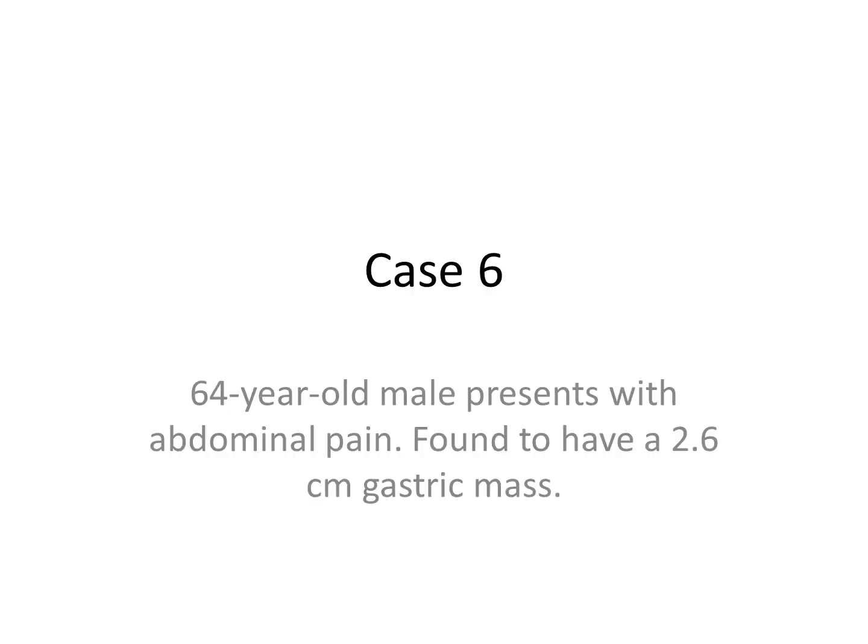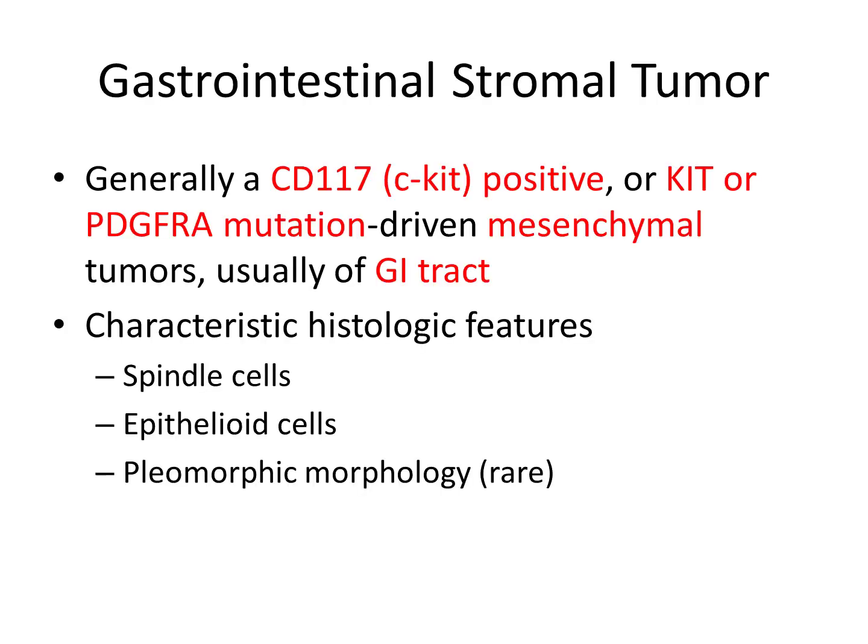Now for Case 6. The patient is a 64-year-old male that presents with abdominal pain. He was found to have a 2.6 centimeter gastric mass. The diagnosis was a gastrointestinal stromal tumor. These are c-KIT-positive spindle cell tumors. They are driven by mutations in the KIT or platelet-derived growth factor receptor alpha genes.